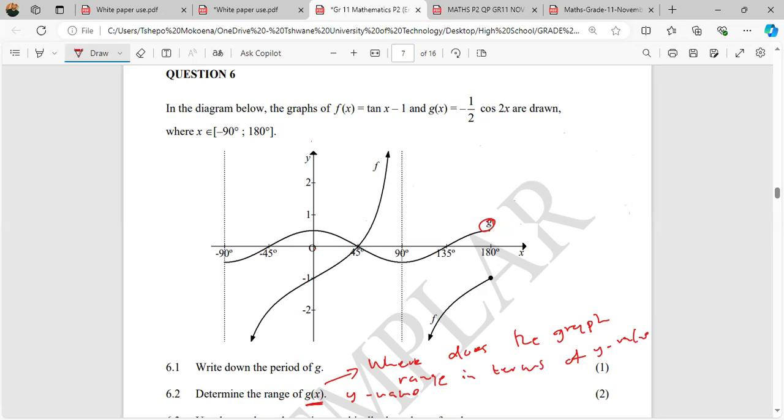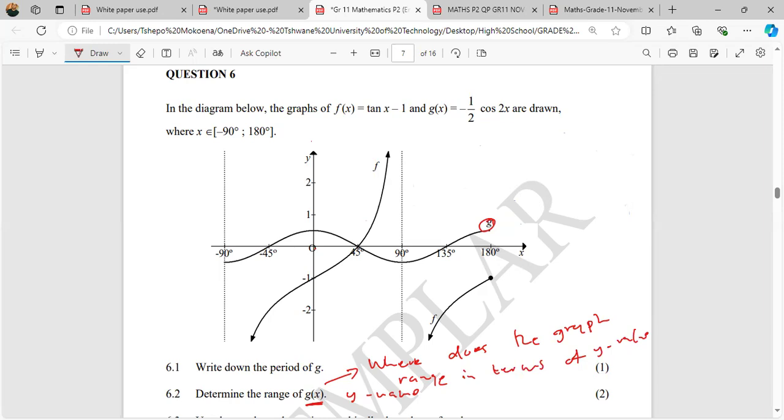That's the range. Like, what's the salary of people who are working at the salon? Maybe they're not earning the same amount. So you're going to give me a range. They earn between 2,000 rand and 5,000 rand. They range between there. That's the maximum and the minimum.